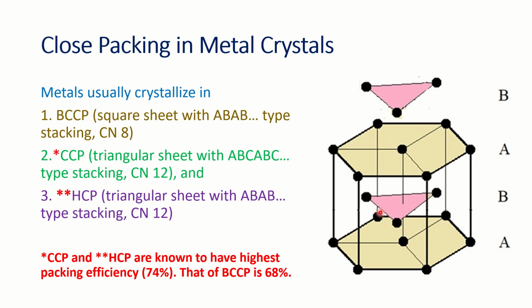Now this hexagonal close packed and this cubic close packed have packing efficiency 74%. That means void 26%. On the other hand, this one has a little bit less packing efficiency, which is 68%. So the void space is 32%.